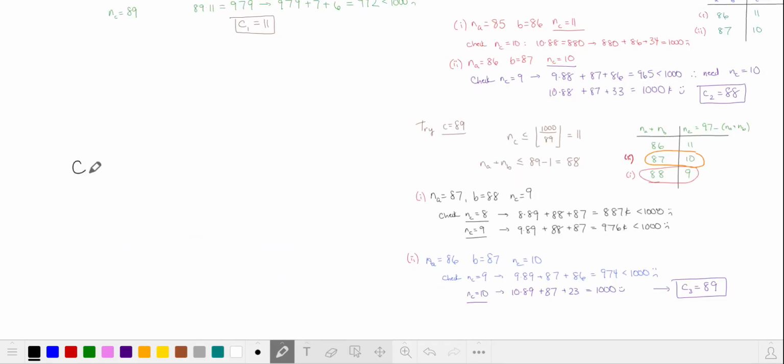The problem asks for the sum of our least values of C, which are 11, 88, and 89. They add up to 188.